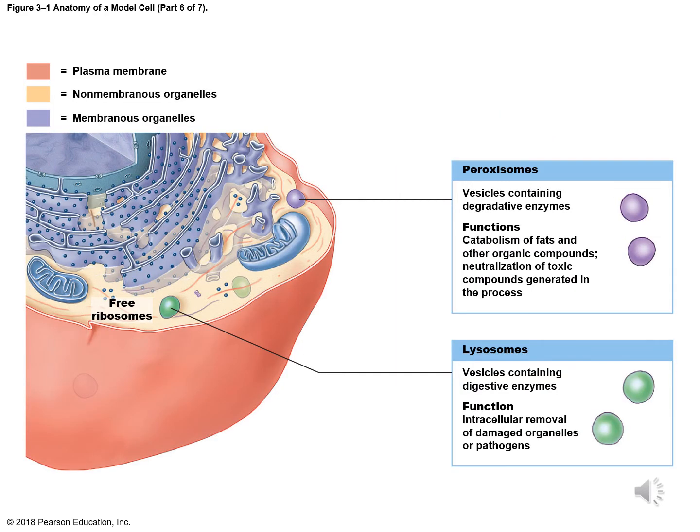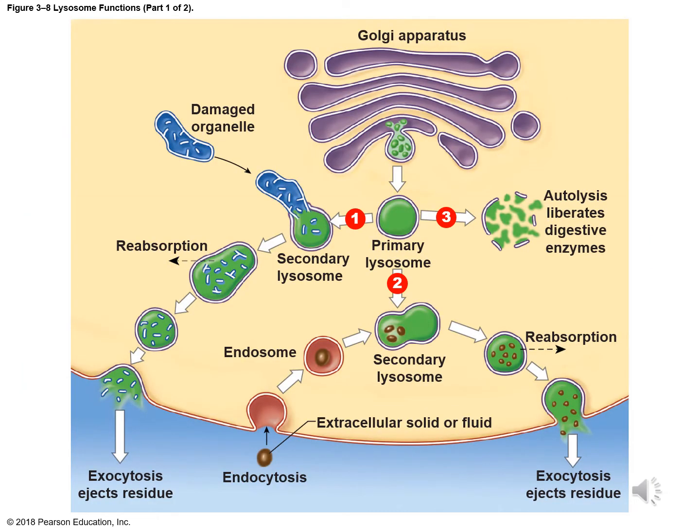The next membranous organelle is called the peroxisome. A peroxisome is a vesicle that's filled with digestive enzymes whose function is to break down fatty acids. These fatty acids are going to be broken down to hydrogen peroxide, and hydrogen peroxide is toxic. So the peroxisomes have a second set of enzymes to break down the hydrogen peroxide to water and oxygen to decrease the toxicity.